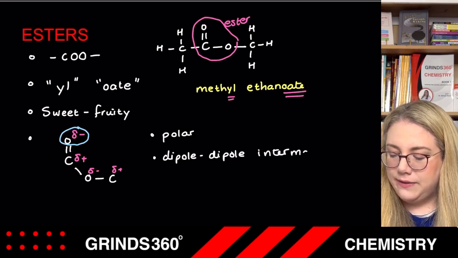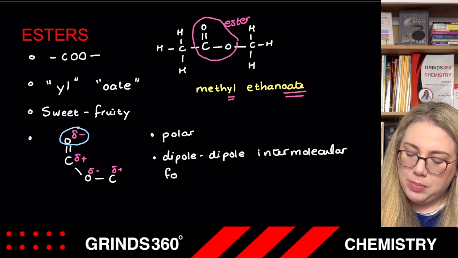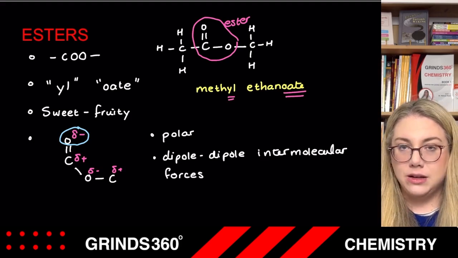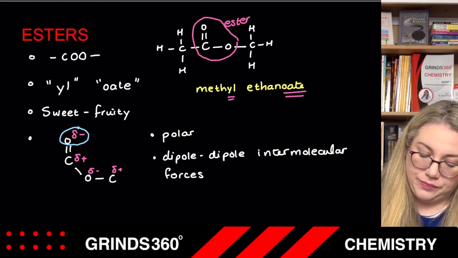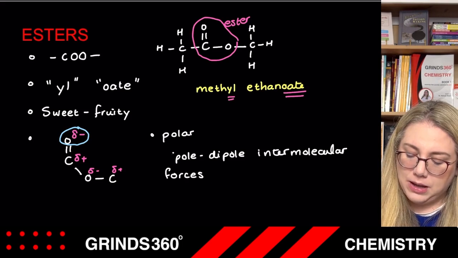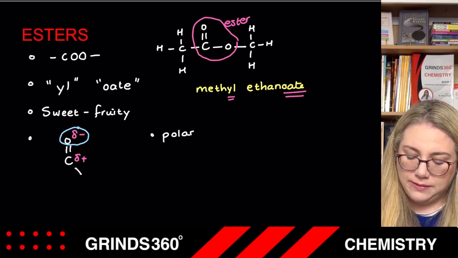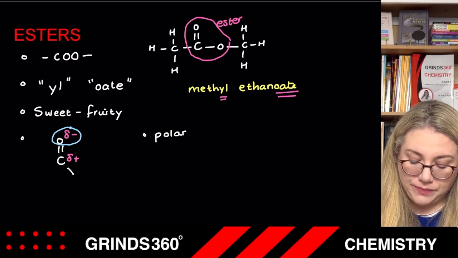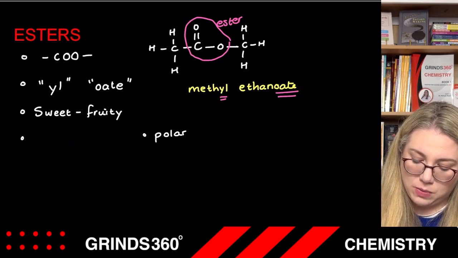Esters will have a higher boiling point than the corresponding alkanes, but a lower boiling point than the alcohols or carboxylic acids, and that's important. Now, solubility. In terms of their solubility, because your ester is polar, would it be soluble in water? Yes, it would. So esters are polar covalent. They can form hydrogen bonds with water.